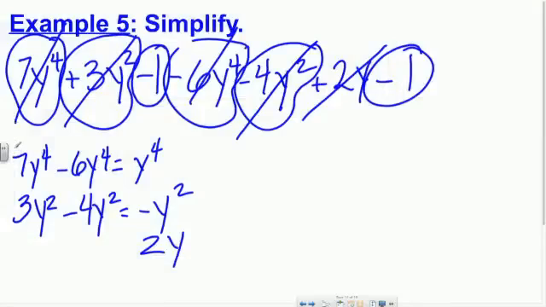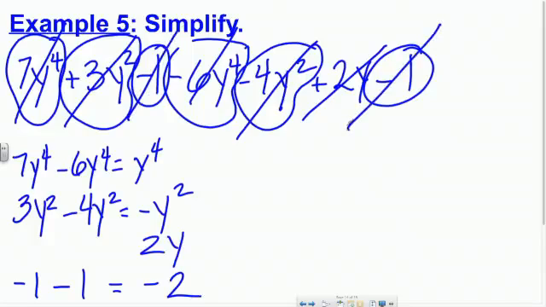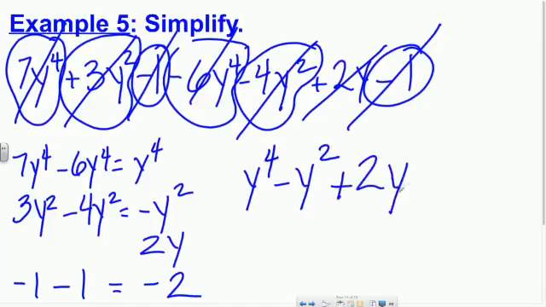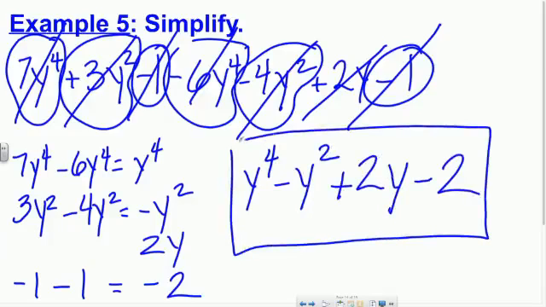All righty, so we were doing negative 1 minus 1. So negative 1 minus 1, that's negative 2. Okay, so now we have combined all the terms that we can. So we're at the point we can write our final answer. y to the 4th minus y squared plus 2y minus 2. It's in standard form. We are all done.